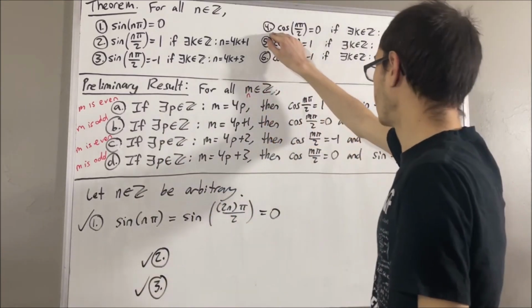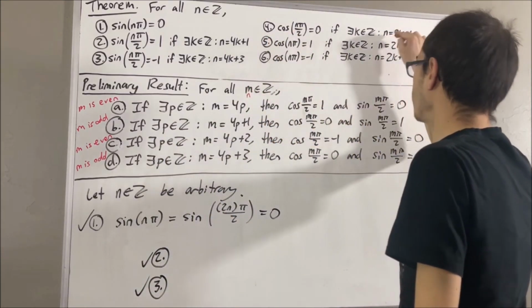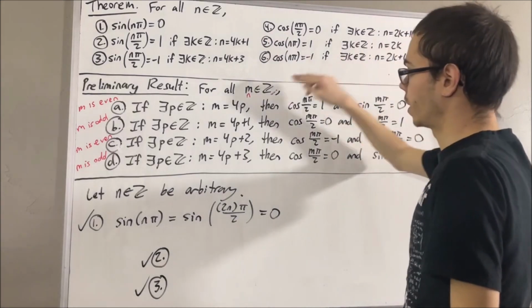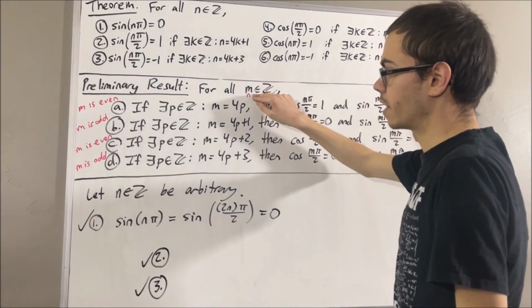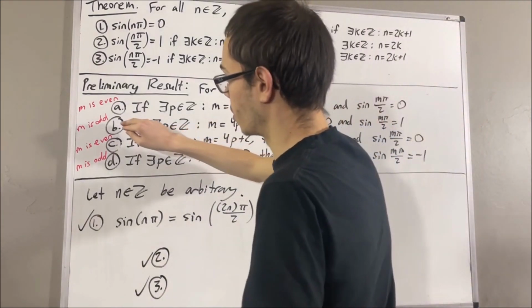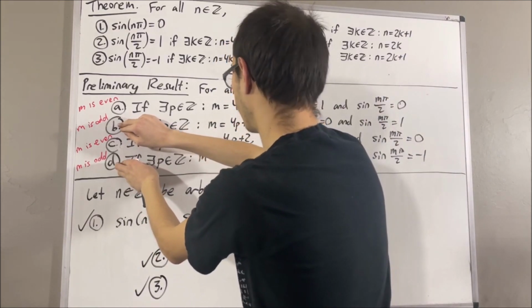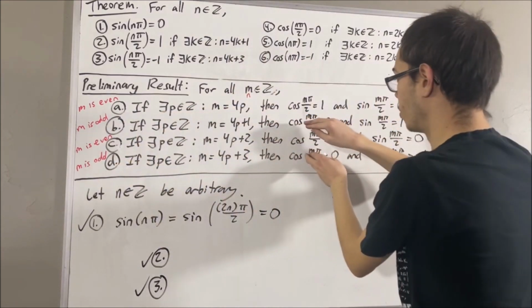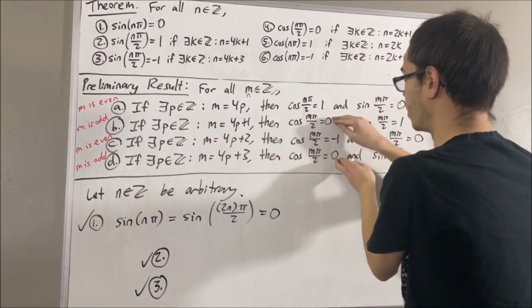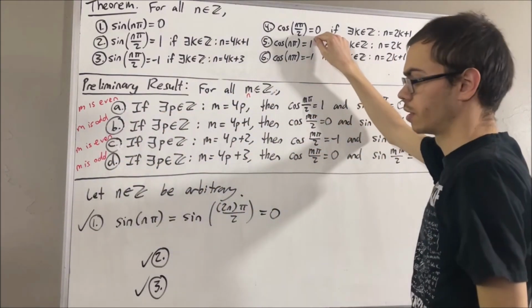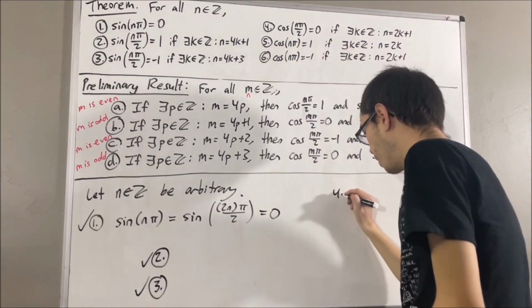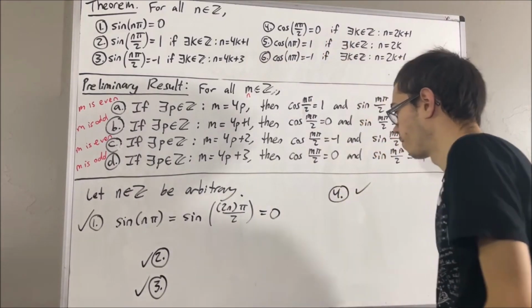As for result number 4, n is odd. So again, we're going to take m to be n, and since n is odd, this means we fall under either case B or case D. And no matter which case we fall under, we see that the cosine of n pi over 2 is equal to 0, which is exactly what we want. So yeah, result number 4 is immediate as well.